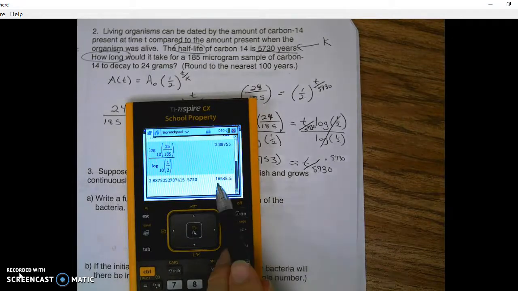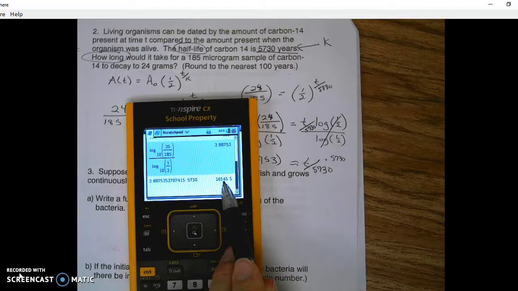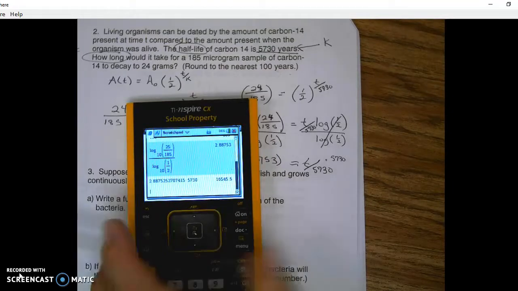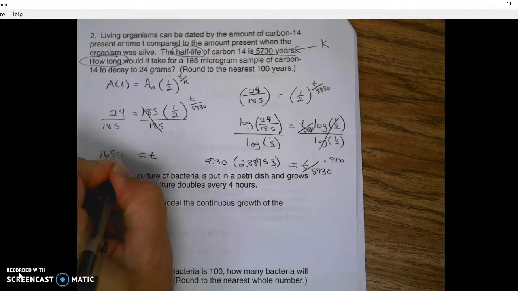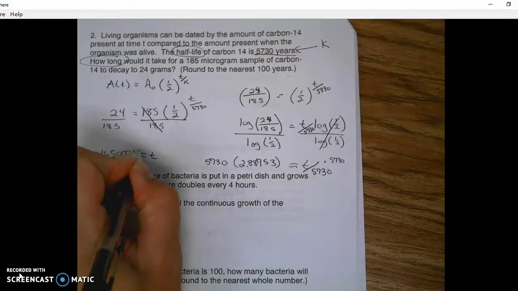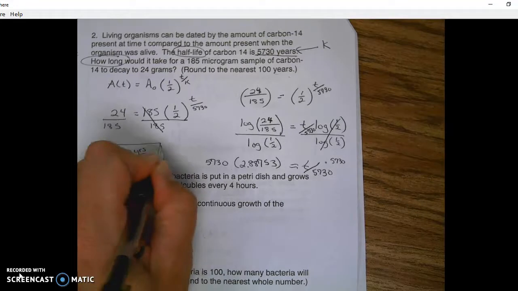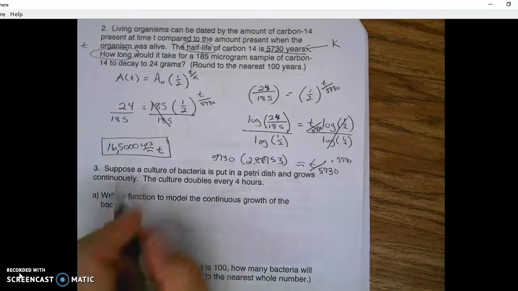So 16,000, it says to the nearest 100 years. So I'm going to round that to 500. So 16,500 years. Awesome. To the nearest 100 years.